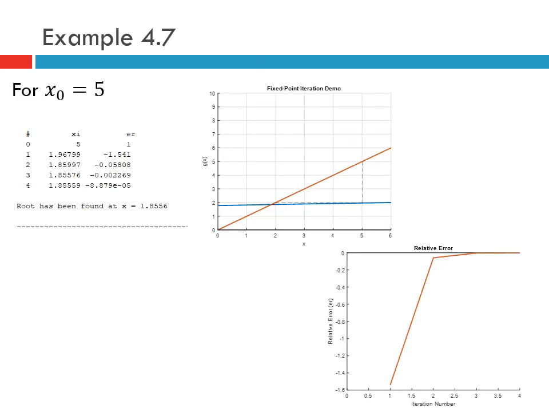This is the result with the initial value of x equal to 5. You can see that it converges very quickly, after only 4 iterations in this case, and we find the value of our root is 1.8556. Looking at the relative error, it converged very, very quickly.